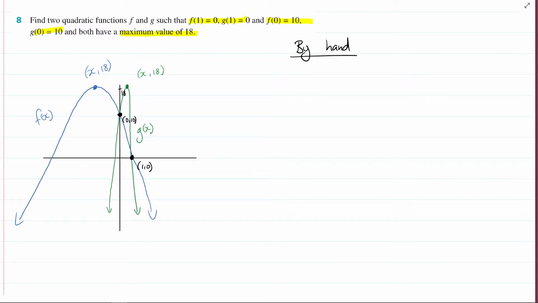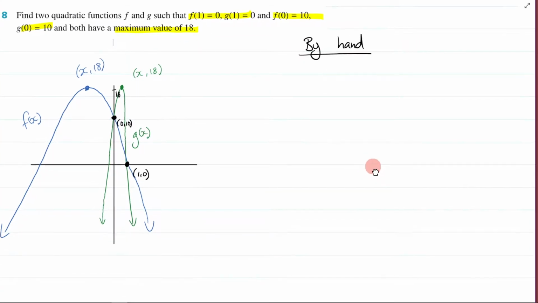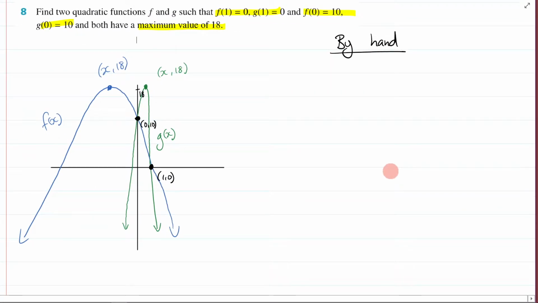All right, we're just going to jump straight in doing this by hand. And what I want to first do is just write out what I know about both of these functions. I know that they have the same y-intercept, which is (0, 10). I know they have the same x-intercept, which is (1, 0). I know that they have the same maximum value. Now, I don't know the value of x for the maximum value, but I know that the maximum value is 18.